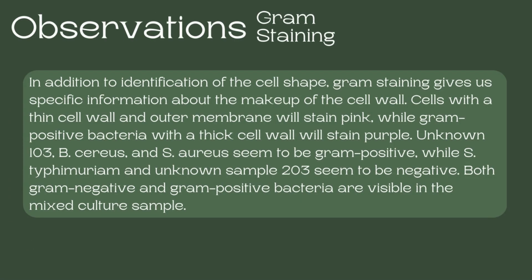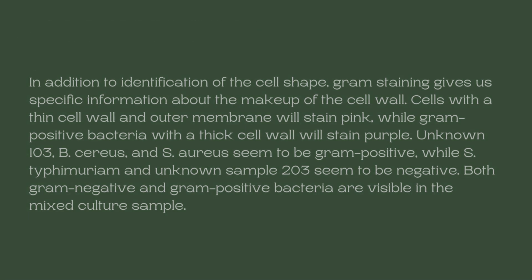In addition to the identification of the cell shape, gram staining gives us specific information about the makeup of the cell wall. Gram-negative cells with a thin cell wall and outer membrane will stain pink, while gram-positive bacteria with a thick cell wall will stain purple. Our unknown 103, B. cereus, and S. aureus seem to be gram-positive, while S. diffamerium and unknown 203 were negative. Both gram-negative and gram-positive bacteria were visible in the mixed culture sample.